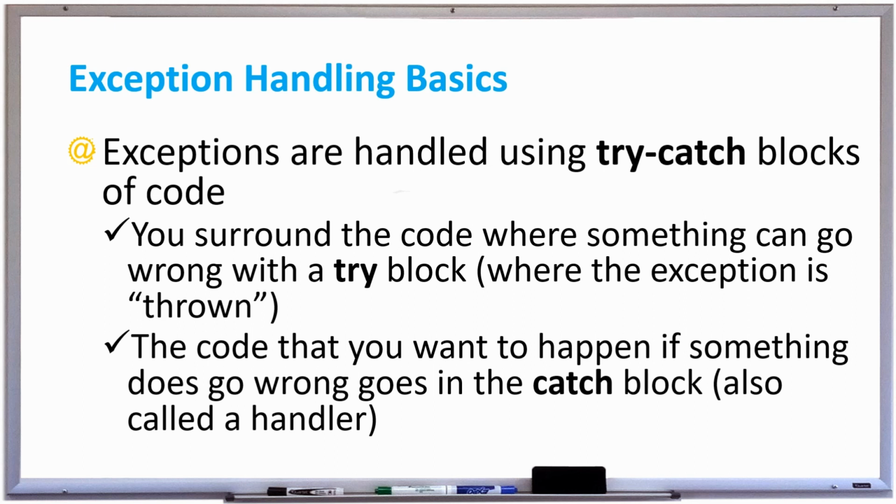So exceptions are handled using try-catch blocks of code. You basically surround the code where something could go wrong with a try block of code, and this is where the exception is said to be thrown. Then the code that you want to happen if something does go wrong goes in the catch block, and this is also called a handler. So let's take a look at how to write try-catch blocks.